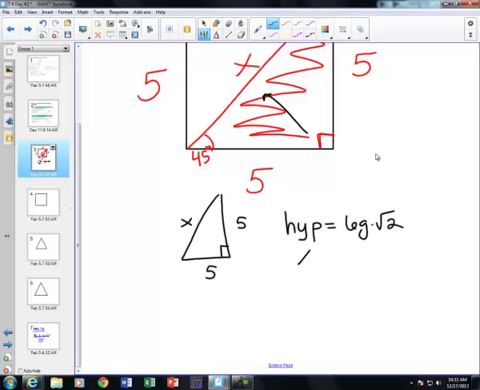Well, my hypotenuse is what I'm looking for. Each leg is 5, and so my answer, the hypotenuse, is 5 root 2. Okay, a little bit different.